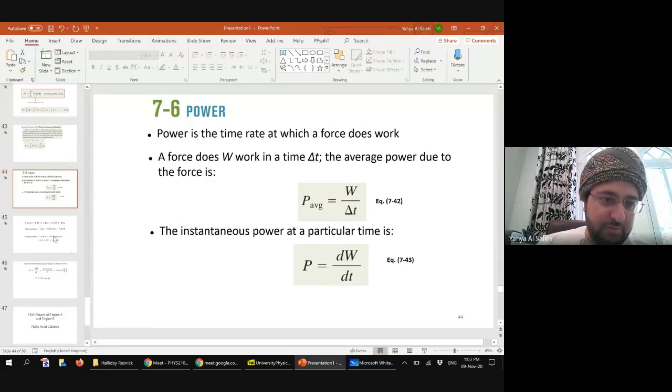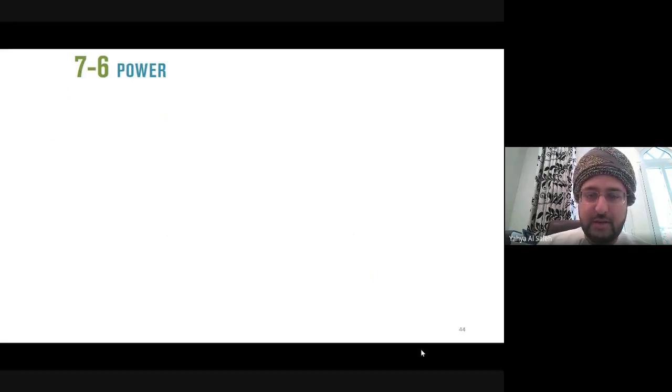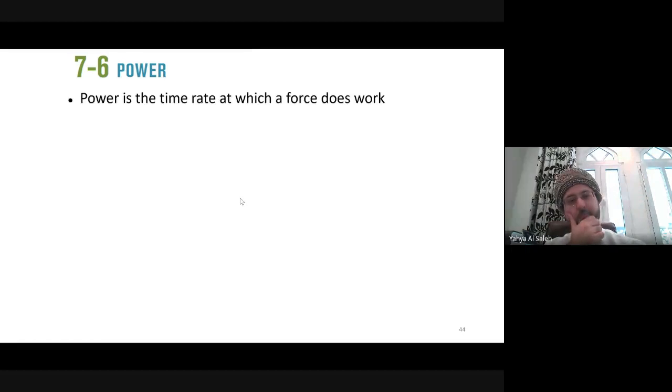Okay, let's do the final thing in chapter 7 and get it over with. Power. What is power? We've discussed work. Now we want to discuss power. And we use the term power on a daily basis anyway. Power is the time rate at which force does work.